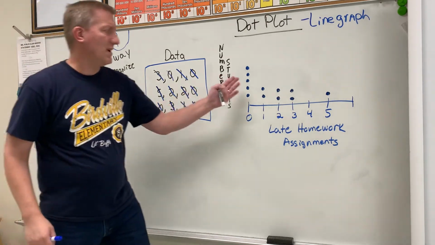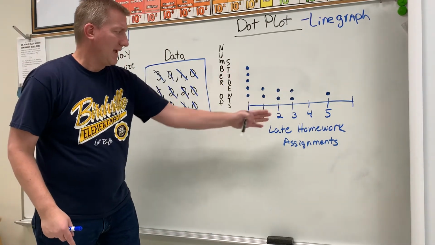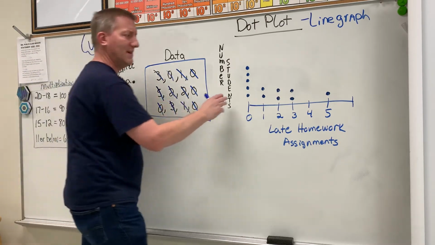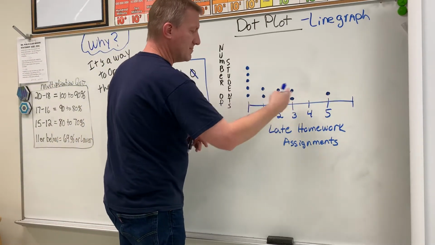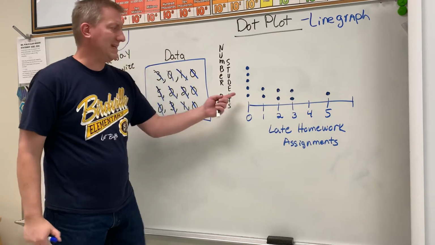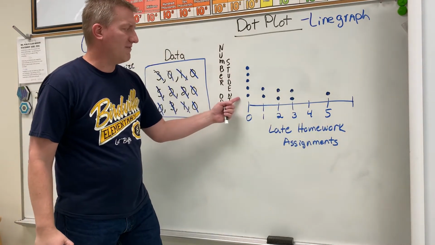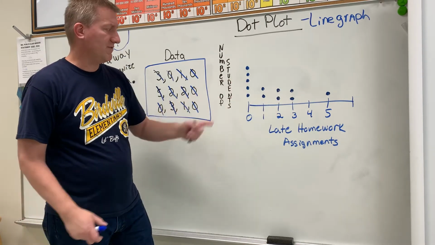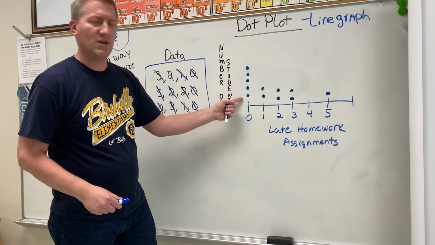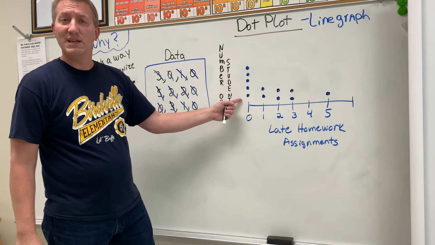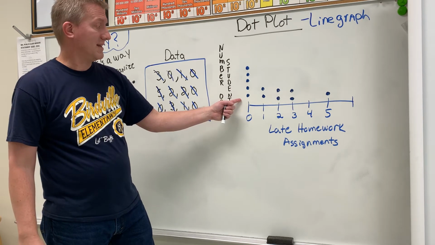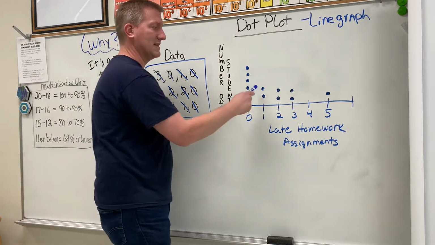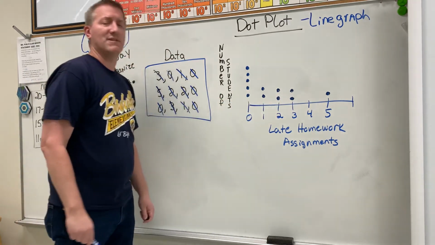Okay, so now I can tell in my data, instead of just being a cluster of numbers here, I can organize my data. So now I can easily see that 5 out of my 12 students, 5/12 of my students, have their homework turned in on time. Okay, so because 5 don't have any late assignments. The other 7 have late assignments.